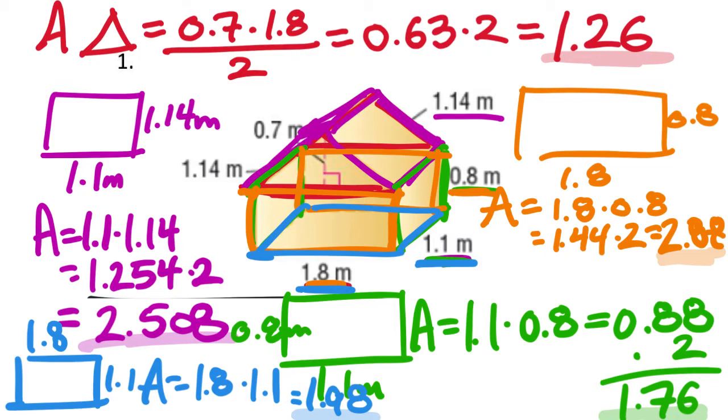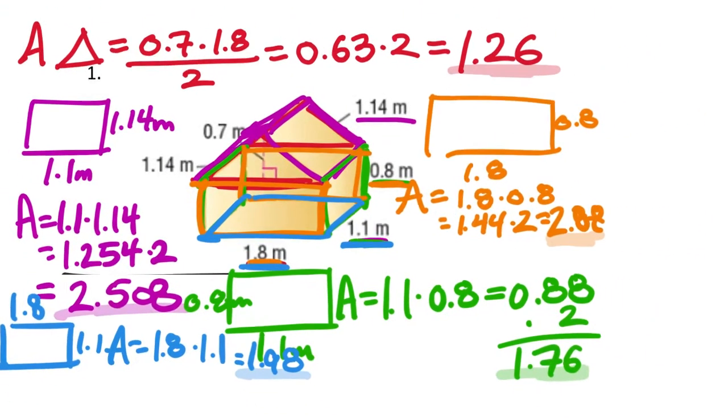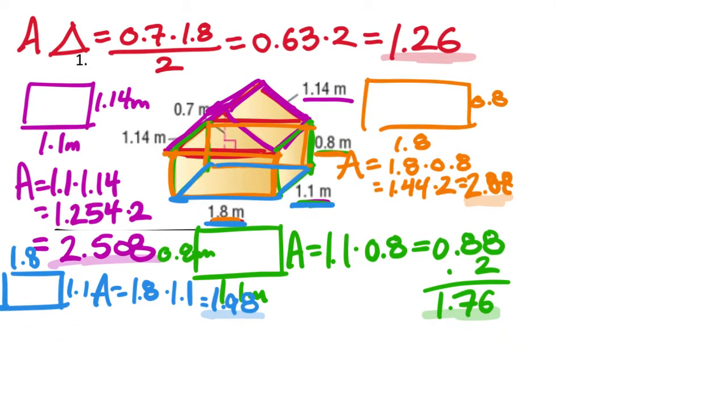So what do we got to do now? Well, what we're going to need to do is calculate the full surface area. So I'm going to start with the values I have. I got the red one, right, at 1.26 square meters. That's the two triangles. And then I think we did the purple ones, which totaled 2.508, and that was two rectangles together.